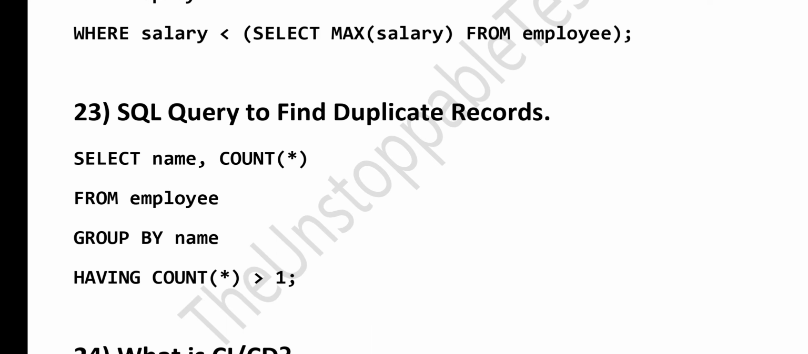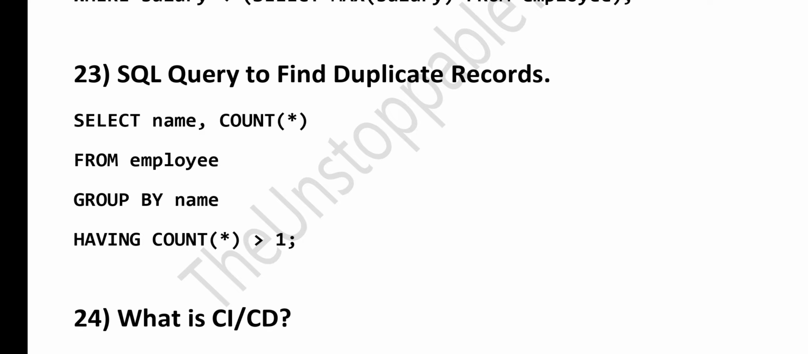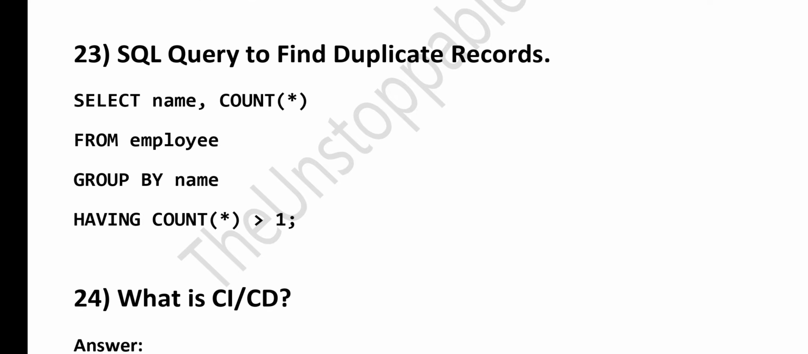And the next question comes to find a duplicate records using a SQL query. Okay, you can use a group by clause and having clause where you can group by the names and then have the count greater than 1.